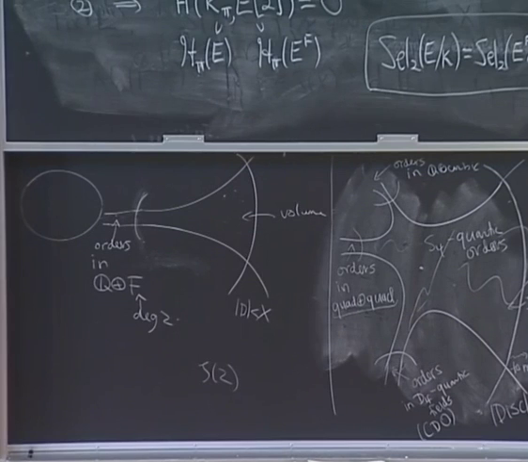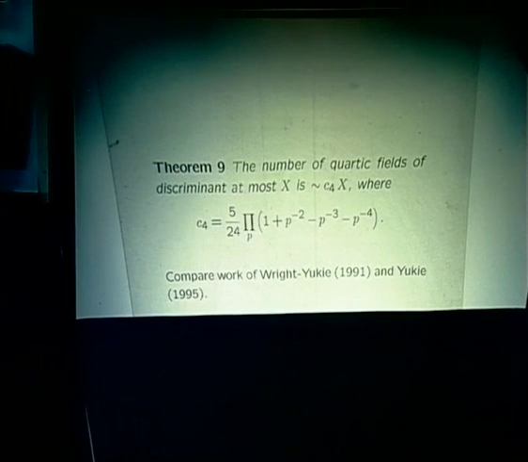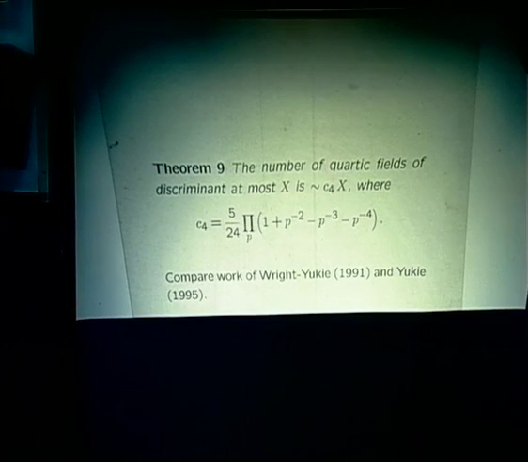S4 quartic fields. Yeah, that's right. Oh, yeah, absolutely. Thanks. So the number of S4 quartic fields, so quartic fields that have Galois closure with Galois group S4, turns out to have this asymptotic right there.